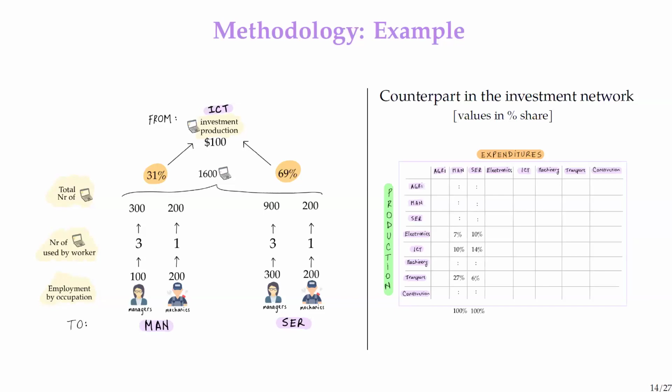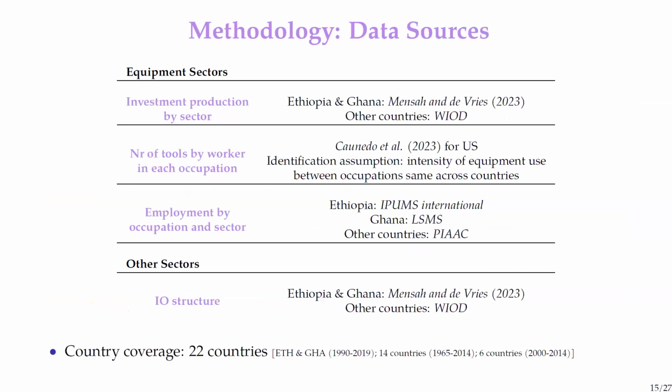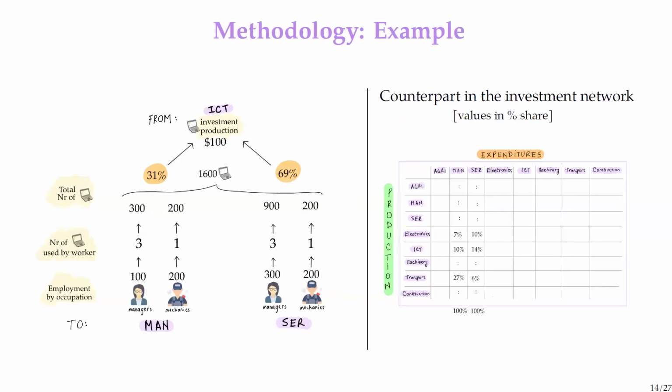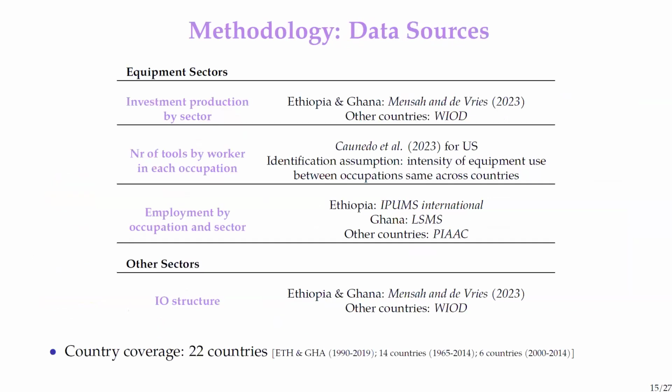Okay. Are there more questions? Okay, so now let me tell you where we source all these elements from in the data. So for the investment production by sector, the sub-Saharan Africa countries that we have so far are Ethiopia and Ghana. The data was kindly provided by Mensa and Debris, and more countries are coming. So that's very good news for us. And for the other countries, we source it from the World Input-Output Database.